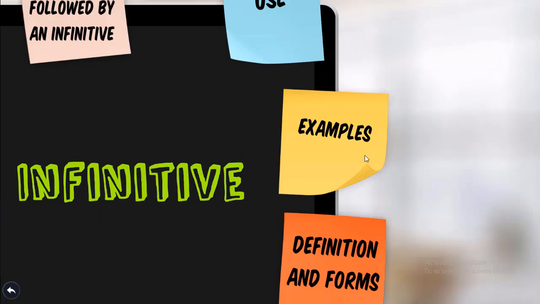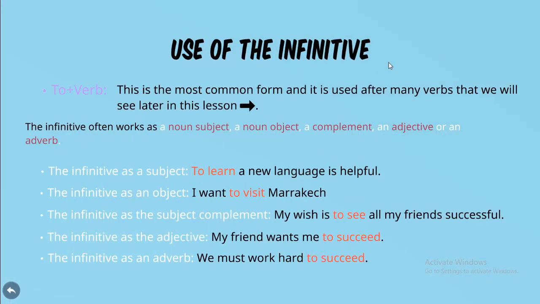Use of the infinitive. To plus verb is the most common or the most used form, and it is used after many verbs that we will see later in this lesson. The infinitive often works as a noun subject, a noun object, a complement, an adjective, or an adverb. Let's review the following examples. The infinitive as a subject. To learn a new language is helpful.